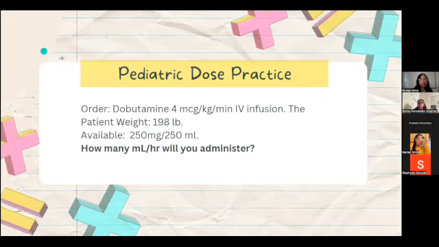Okay, so this is practice. You guys do it on your own. So there's a lot of steps. I'm going to read it with you guys. The order is dobutamine 4 micrograms per kilogram per minute IV infusion. The patient weighs 198 pounds, and what we have available is 250 milligrams per 250 milliliters.